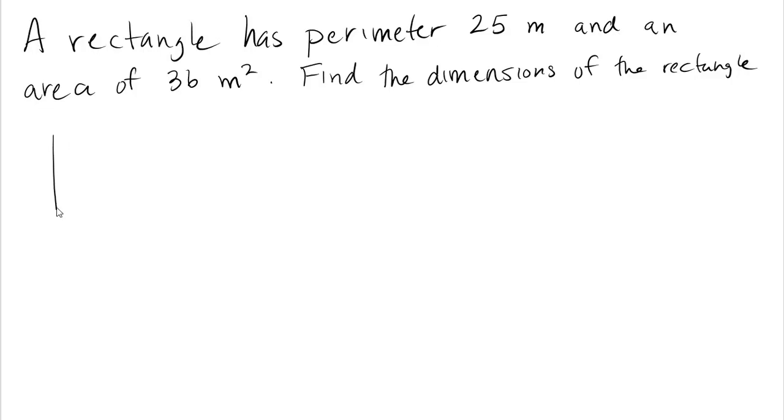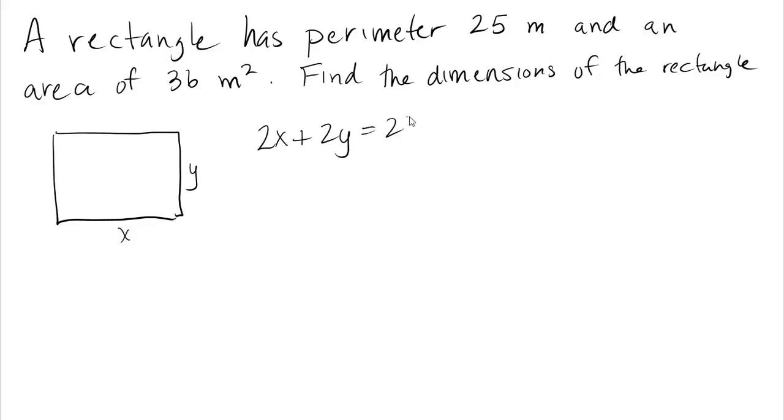With geometric style problems, I like to draw a picture. And I'm going to call the dimensions x and y, but you can give them the more traditional labels of L and W if you want to. If the perimeter is 25, then the sum of all 4 sides is 25. So 2x plus 2y is equal to 25. We also know that the area has to be 36, which means that x times y has to be equal to 36, and there's our system of equations.